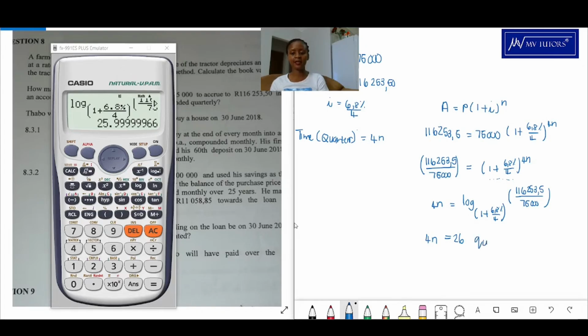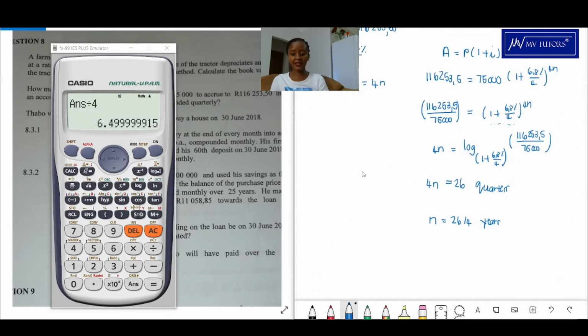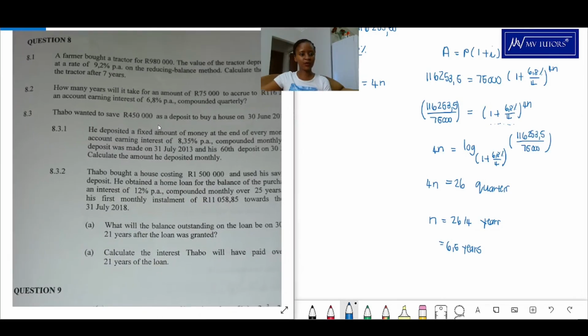They did not ask us for quarters, they asked us for years. So n will be 26 divided by 4 years. Now we need to see what that value is. If I divide this by 4, it's 6.5 years. And that actually does make sense. With that interest rate, it makes sense: 6.5 years for you to go from 75,000 to 116,000. Okay, awesome. Now let us go to 8.3.